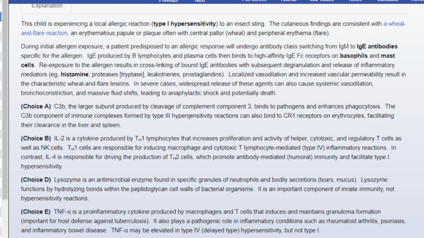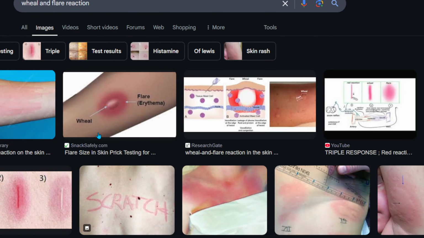So this child is experiencing a local allergic reaction. It's a type 1 hypersensitivity to an insect sting. The cutaneous findings are consistent with a wheal and flare reaction, an erythematous, pale papule, often with central pallor and peripheral erythema. Let's see what that is. So that's what a wheal and flare reaction would look like.